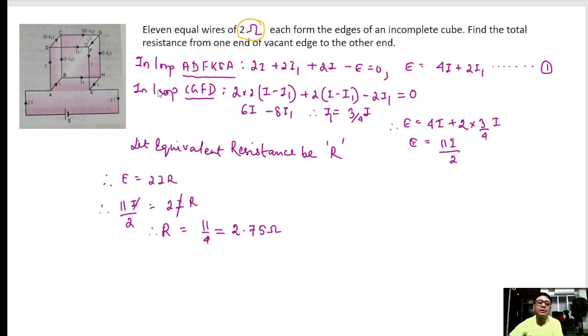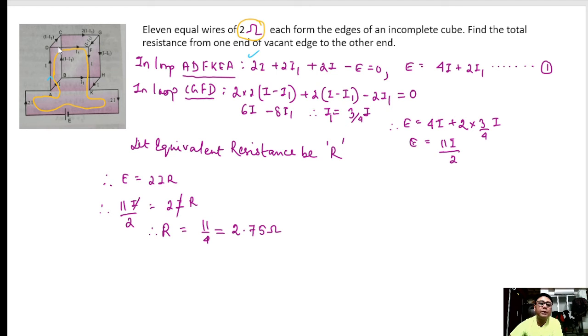Okay, so let us apply the loop in ADFKEA. So see, this is ADFKEA. That means we are going like this. So first of all, resistance of each arm is 2 ohms. So first we are going from A to D. So A to D, resistance is 2 ohms, current is I. So it is in the direction, so 2I.